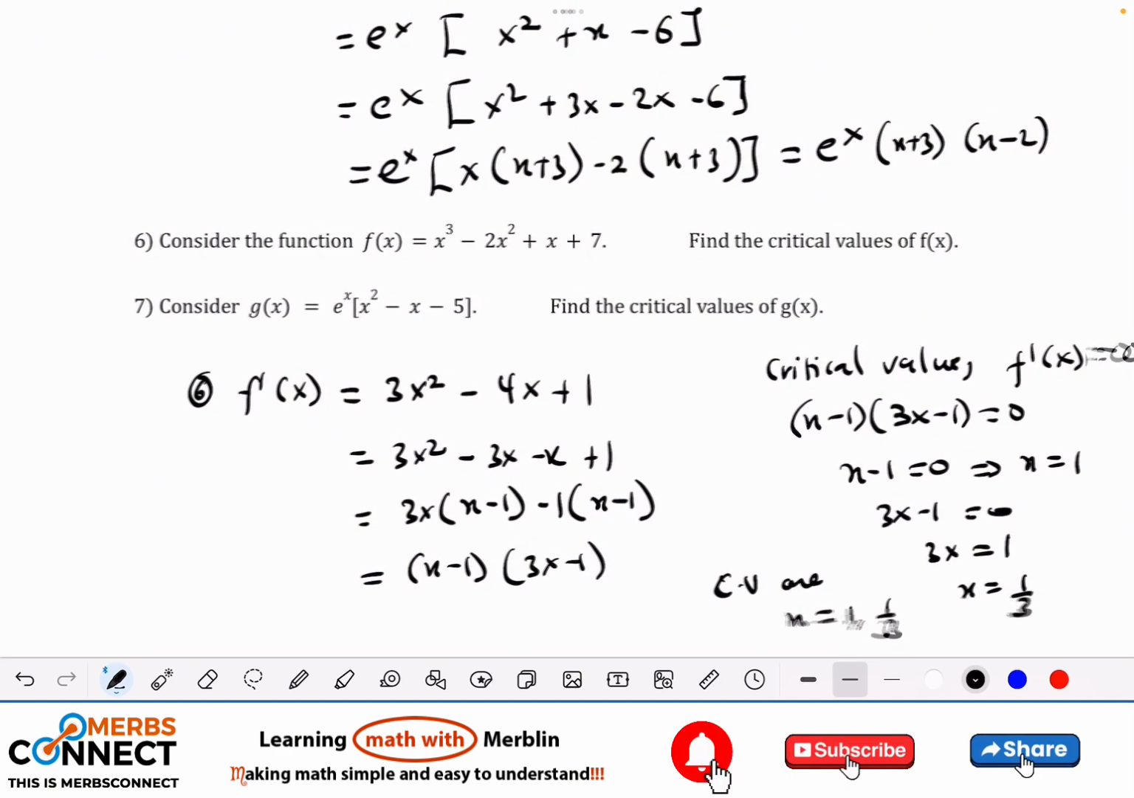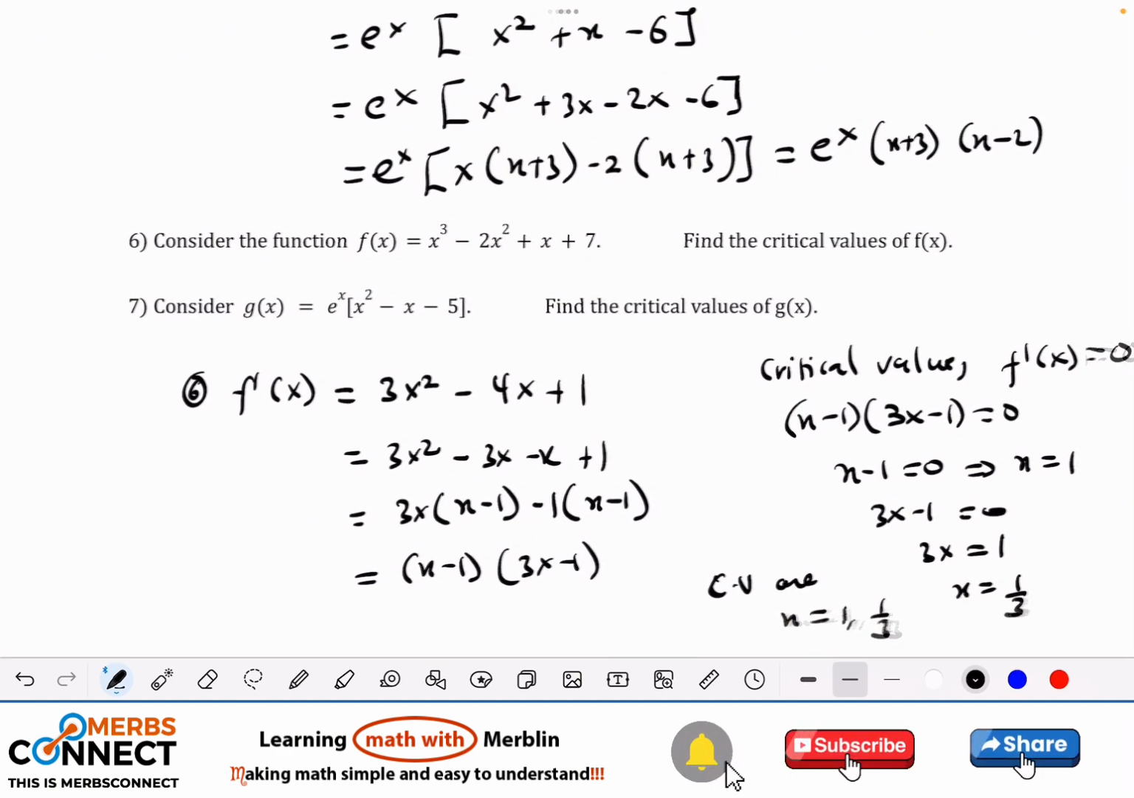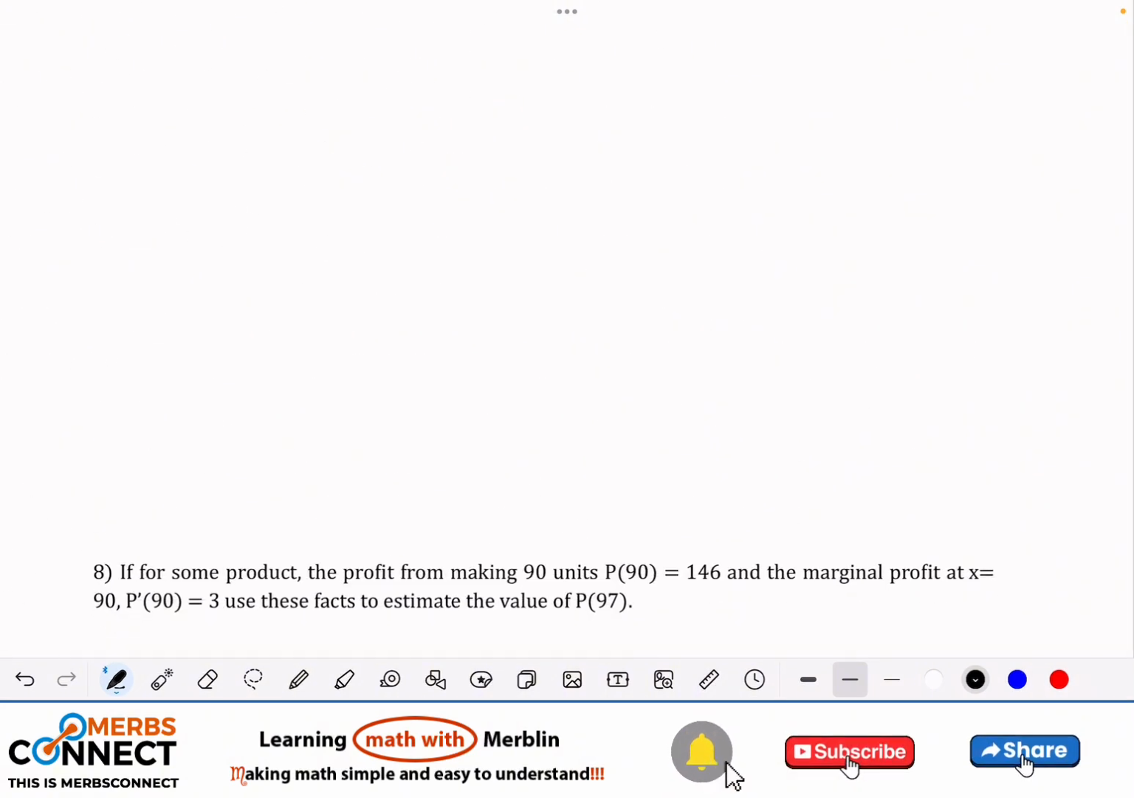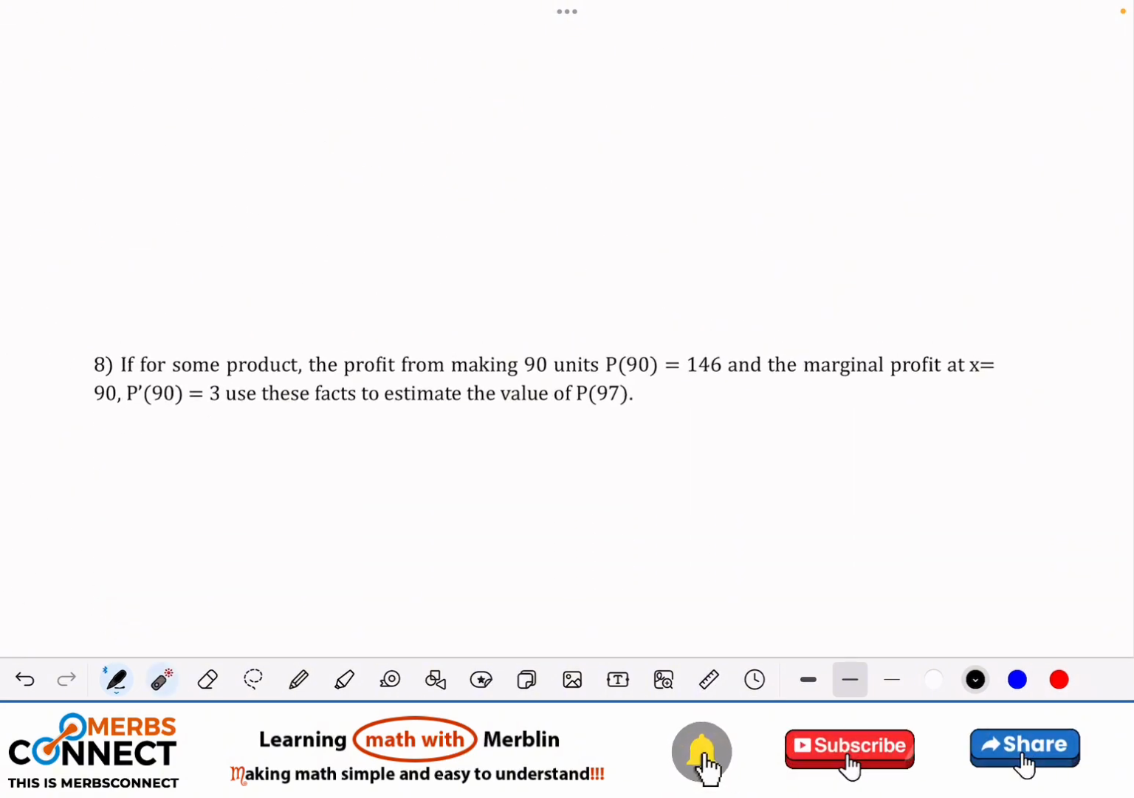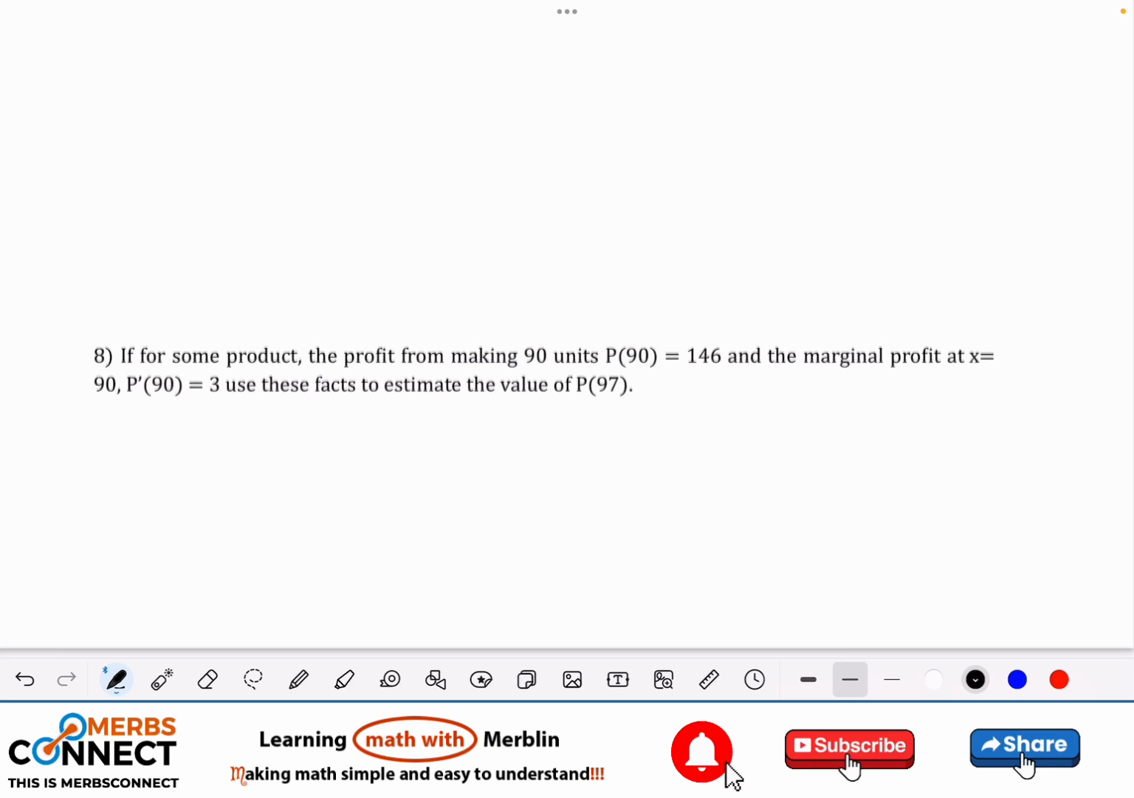So let's do the last question on this exam review sheet. The last question here is question 8. Now, for some product, the profit for making 90 units, that is P of 90, is equal to 146, and the marginal profit at x equals 90 is 3. Remember, the marginal profit is when we differentiate. So you see that it is here. And then we want to use the information to estimate P of 97. So what is the formula for finding this?